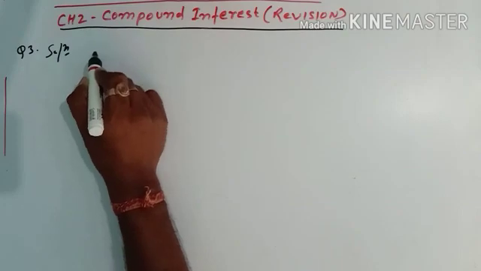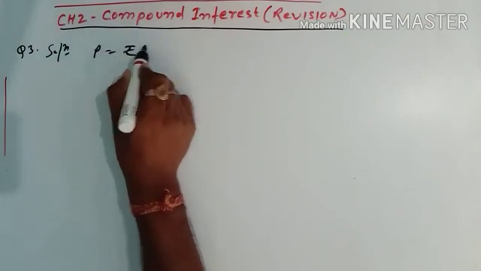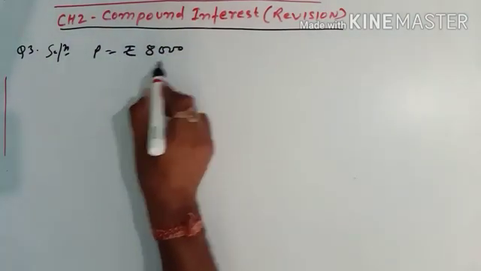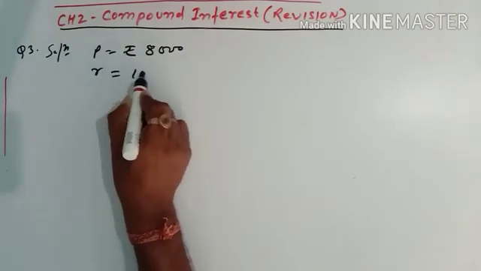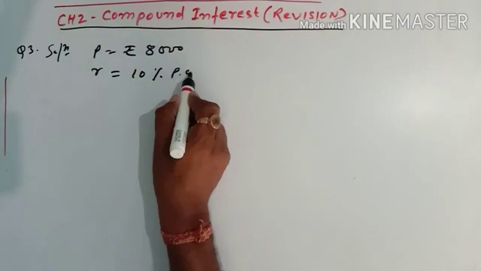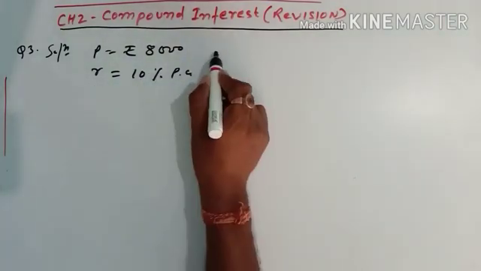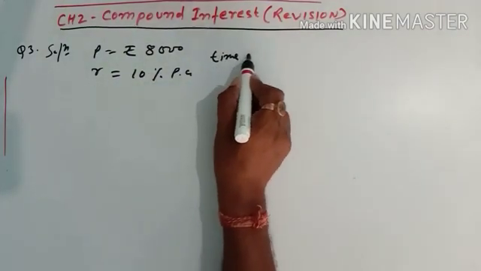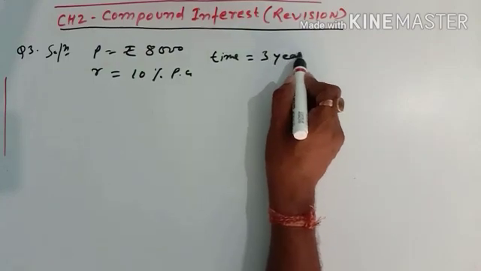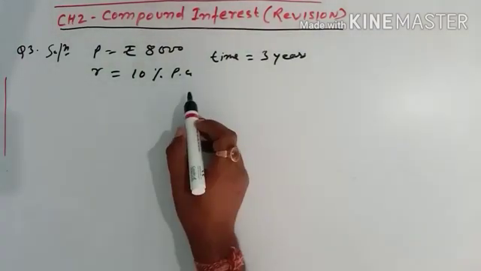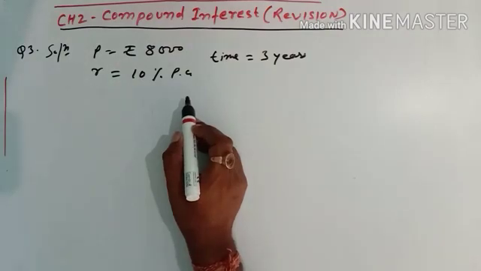First, principal is given, that is rupees 8,000. And then what else? Rate of interest R is given, 10% per annum. And then the time is also given, it is how much? 3 years. Now what is the question asking you? The question is asking to calculate the compound interest for the second year.